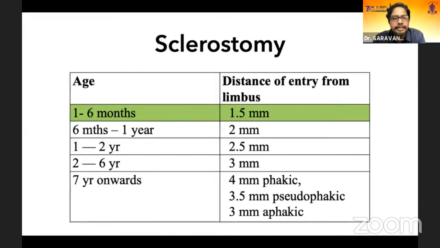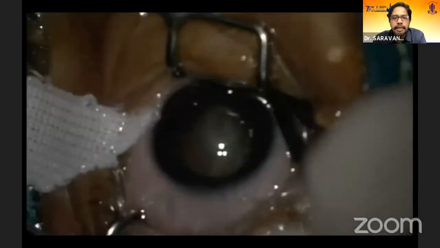And this is the site of entry. Depending upon the age group, at less than 6 months, you go at 1 to 1.5, depending upon whether you're preserving the lens or not. Till 1 year, you go 2 millimeter. Till 2 years, you go at 2.5. Until 6 years, it's 3. And after 7 years, it's almost like an adult eye.